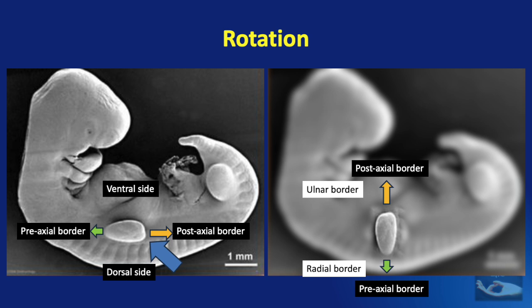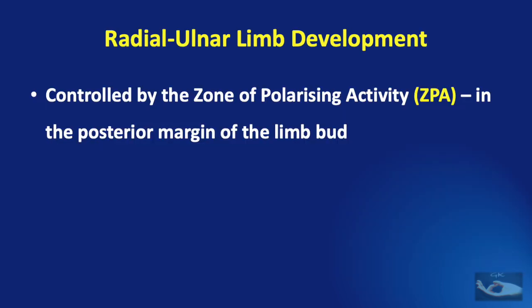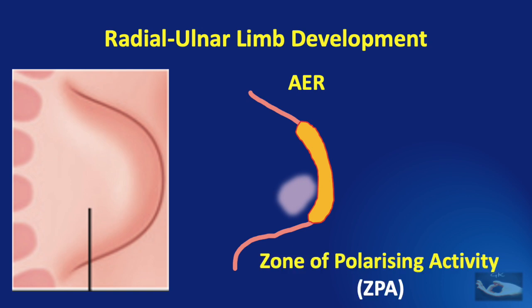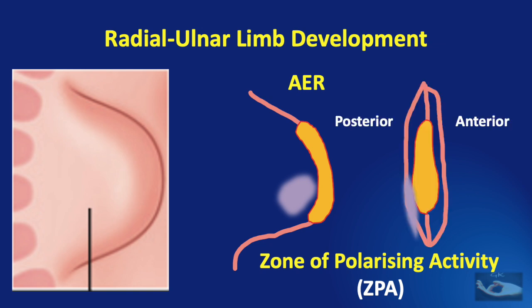The development of structures in the radial border and the development of structures in the ulnar border must be different. This radio-ulnar limb development is controlled by what is known as the ZPA, or the zone of polarizing activity, which is present in the posterior margin of the developing limb bud. In the limb bud, we can note the apical ectodermal ridge and the purple colored patch, which represents the zone of polarizing activity. And this is present on the posterior aspect of the limb bud close to the postaxial border.